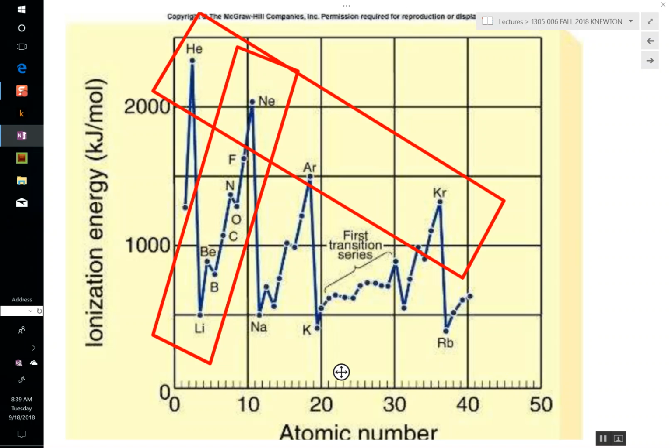And that makes sense. We said fluorine is a nonmetal, and its tendency isn't to lose electrons. Its tendency is to gain them. So can you get an electron off of fluorine? Yeah, but you have to really work at it. It takes a lot of energy to do that.